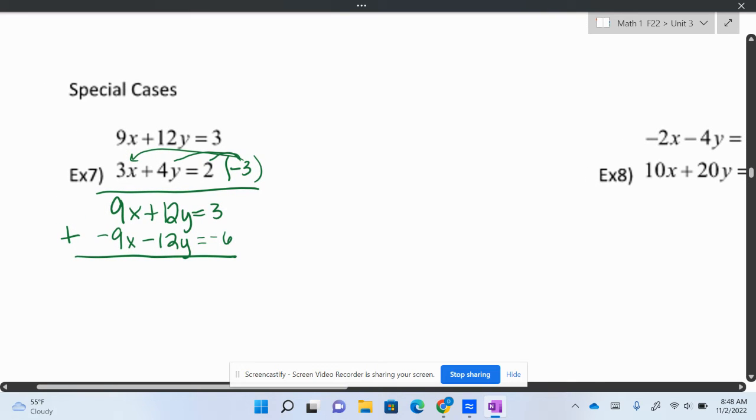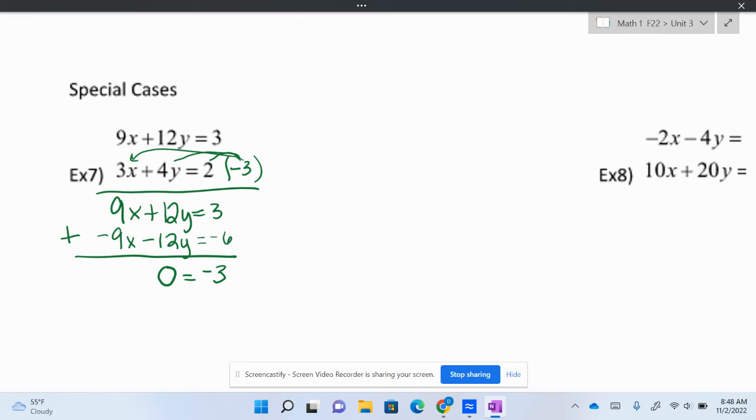So what craziness is going to take place here? Everything on this side cancels out, and I end up with 0 equals -3. How often does 0 equal -3? Just on Wednesdays? Absolutely never, right? Never.